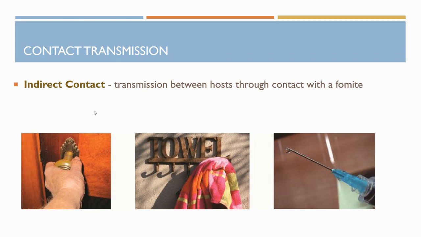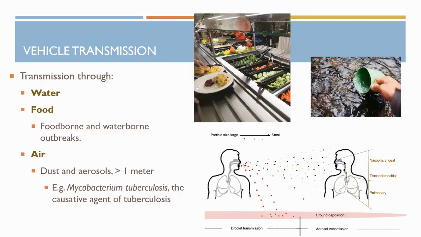Fomites are inanimate or non-living objects that the pathogen can be found on. It can be a towel, it can be a shared needle, it can be a door handle, a cup, a tissue. So non-living objects.